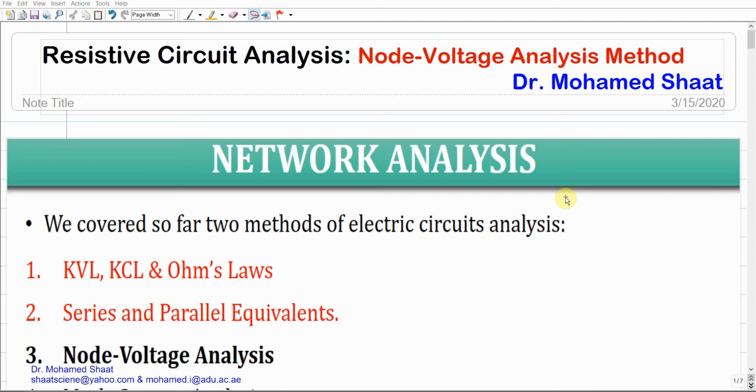In the previous meeting we discussed the series and parallel equivalence method for network analysis or electrical circuit analysis, and again the focus of chapter 2 in the textbook is to cover resistive circuit analysis. And we explained before that we are going to cover 4 methods of network analysis or resistive circuit analysis.